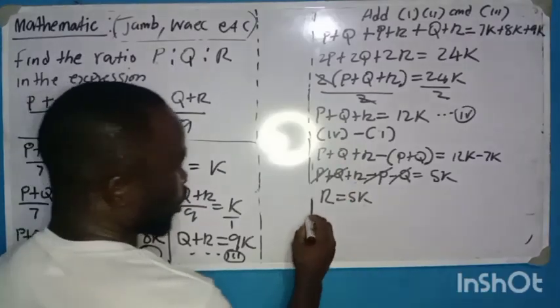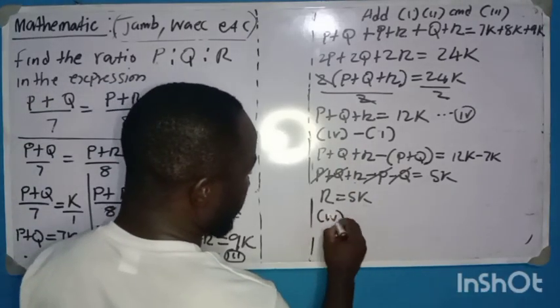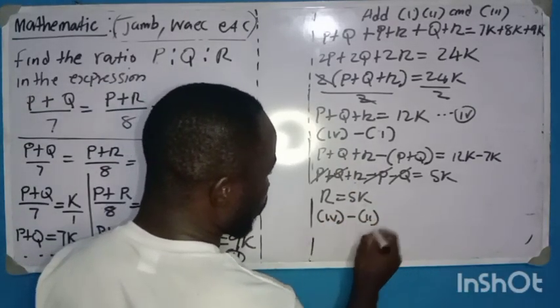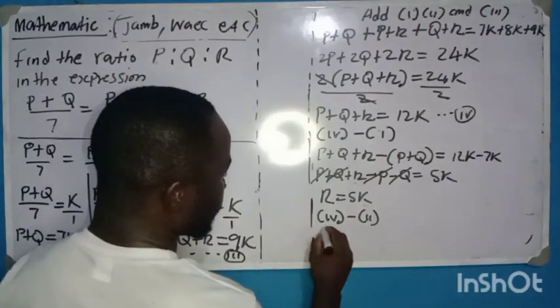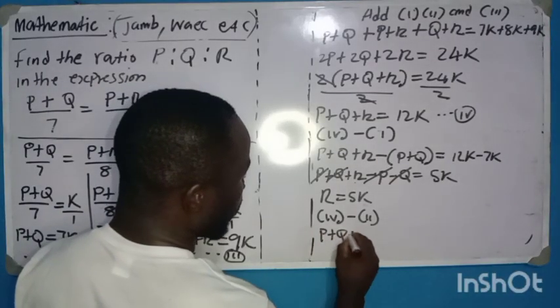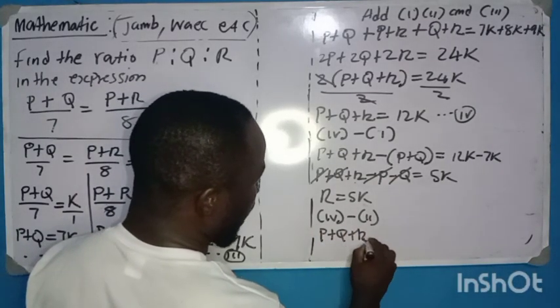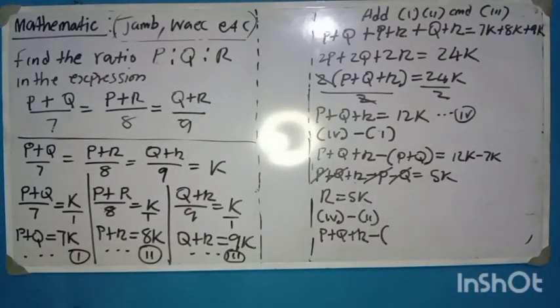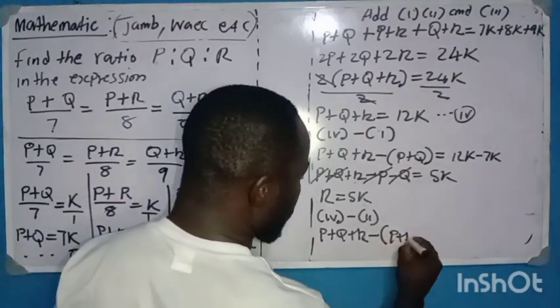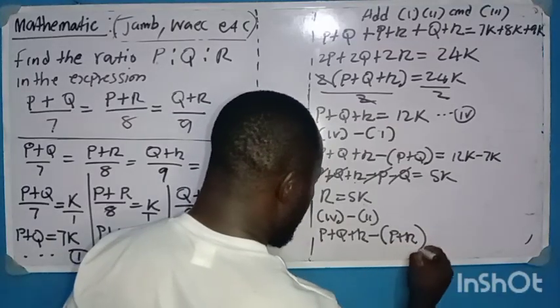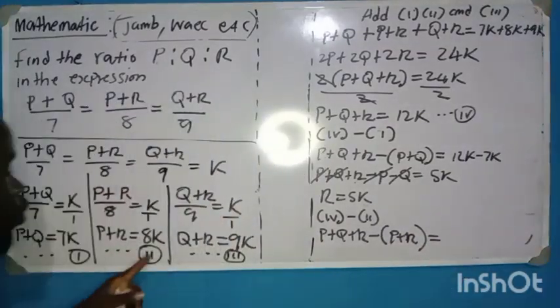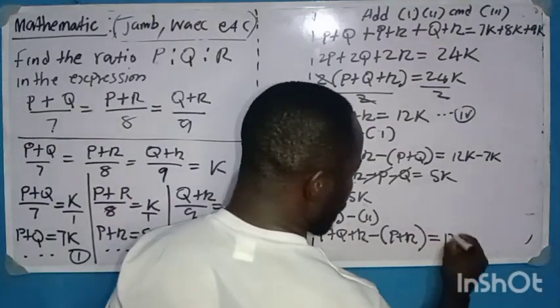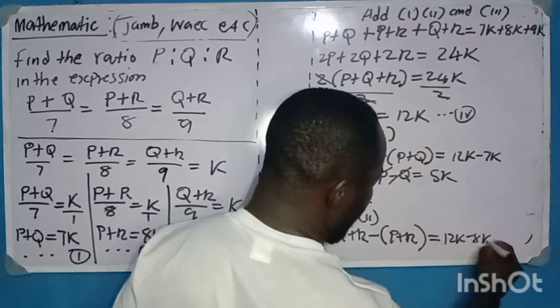Now, the second one, you say equation 4 minus equation what? 2. If we do that, you're going to have that P plus Q plus R will minus equation 2. Equation 2 is what? P plus R, that is P plus R. Close bracket, you minus the constant, 12K minus 8K.